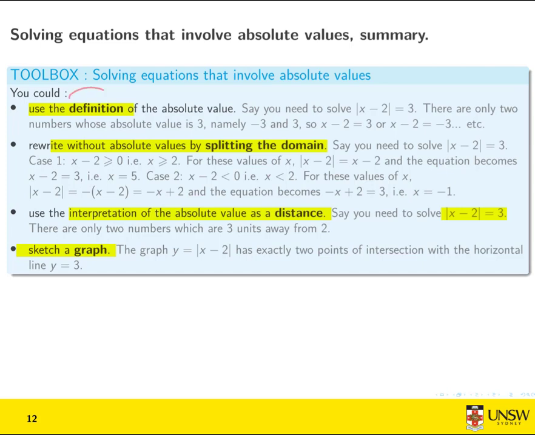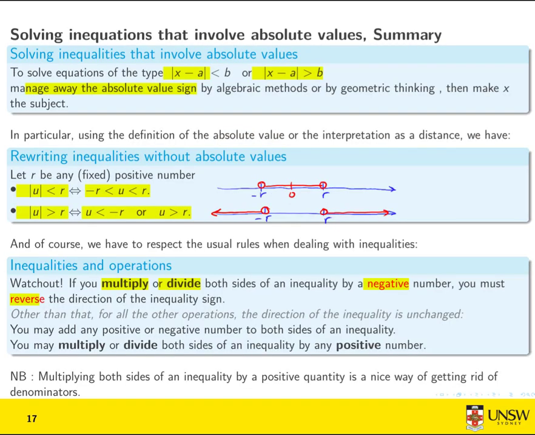Sometimes just use the definition. If you know that the absolute value of a number is 3, well, there are only 2 numbers. Sometimes we've been splitting the domain, as we said, considering the absolute value as a distance or sketching a graph. We then have pushed it a step further and learned to solve inequations involving absolute values.